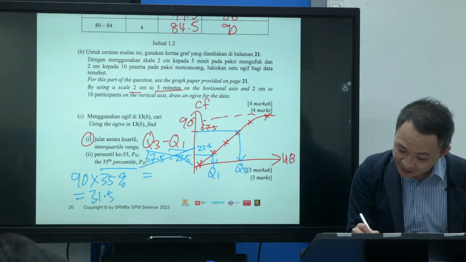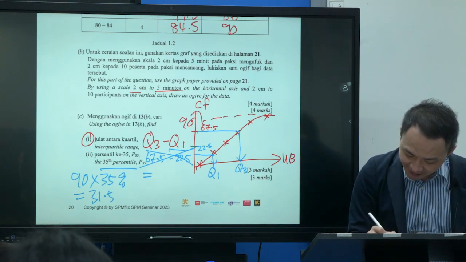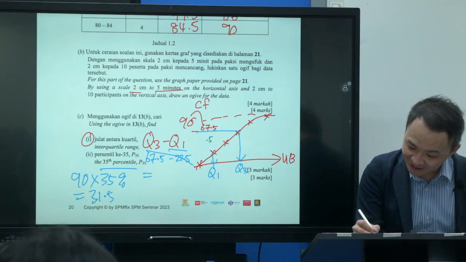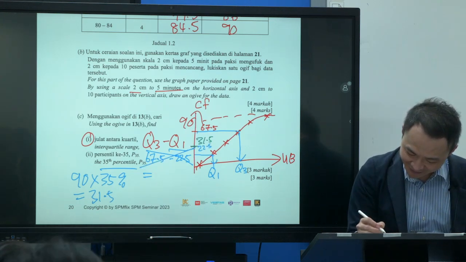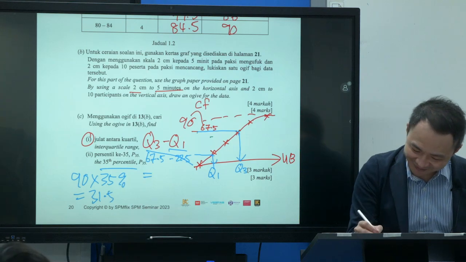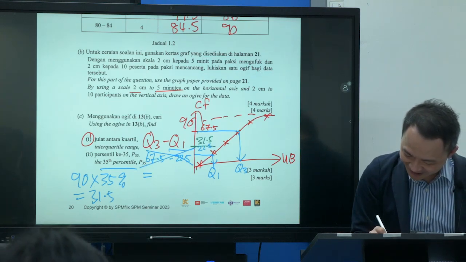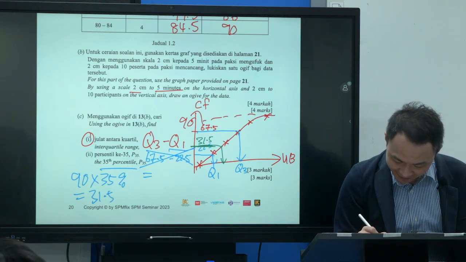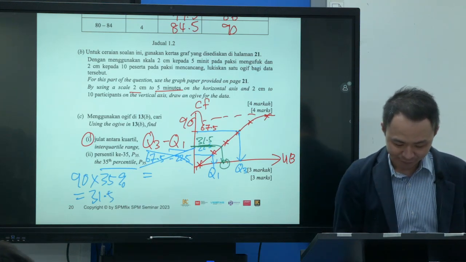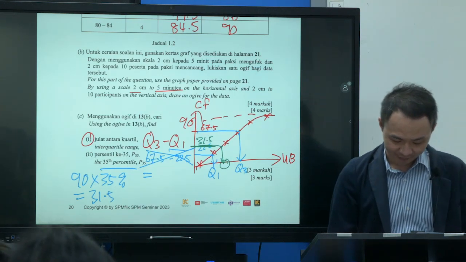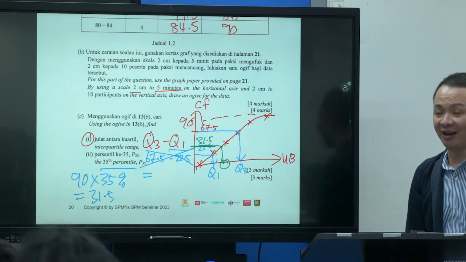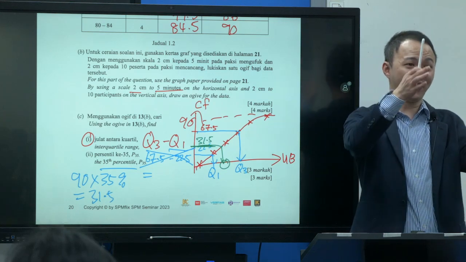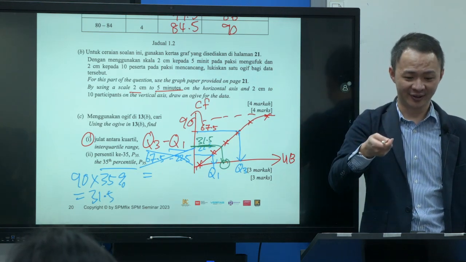And then from the graph here, find where is the 31.5. Then you will draw a line. You will touch here. Then you will get some value here. Okay, this is 35 percentile. So if they say 55 percentile, it's just 55%, multiply your total frequency, then find from the graph.